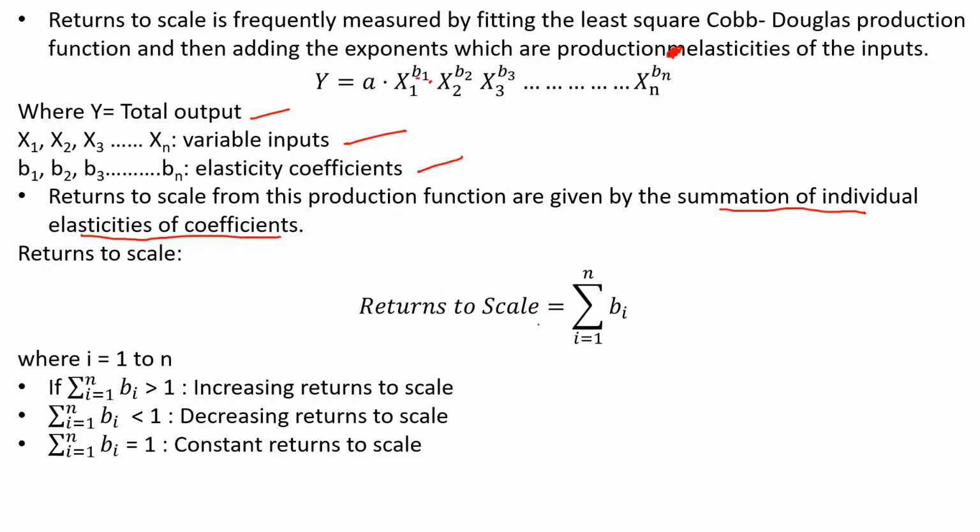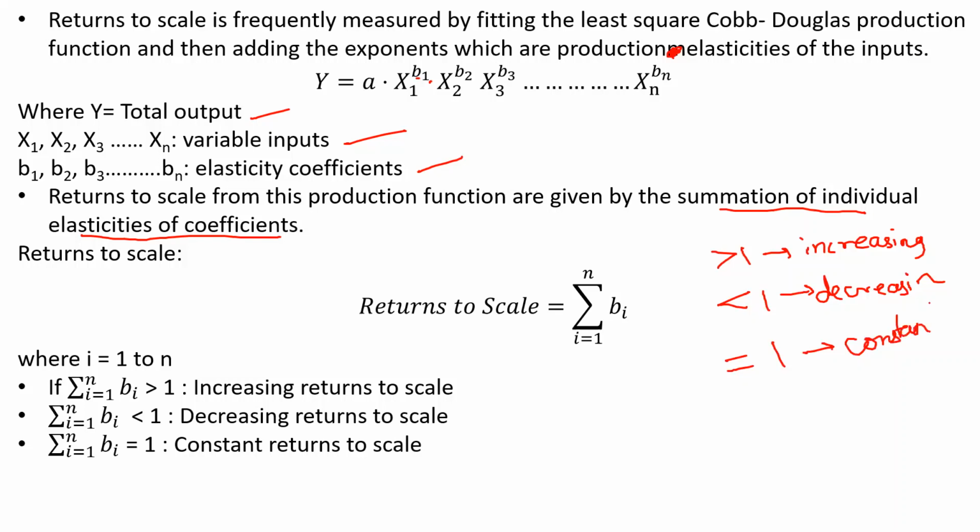The return to scale is equal to the summation of bi, where i ranges from 1 to n. Now if the value of this summation is greater than 1, it is increasing return to scale. If it is less than 1, it is decreasing return to scale, and if it is equal to 1, then it is constant return to scale. So based on the Cobb-Douglas production function also we can determine return to scale.